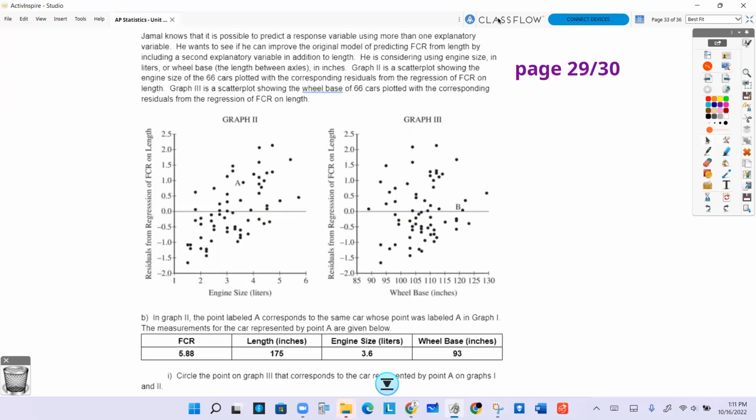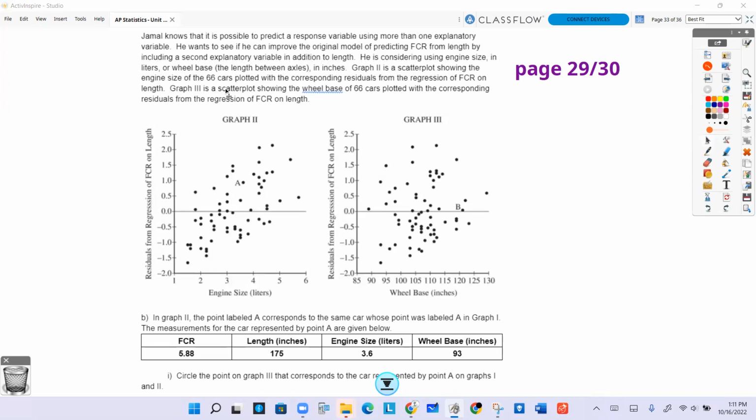Part B. Jamal knows that it's possible to predict a response variable using more than one explanatory variable. He wants to see if he can improve the original model by predicting FCR from length by including a second explanatory variable in addition to length. He is considering using engine size in liters or wheelbase in inches.